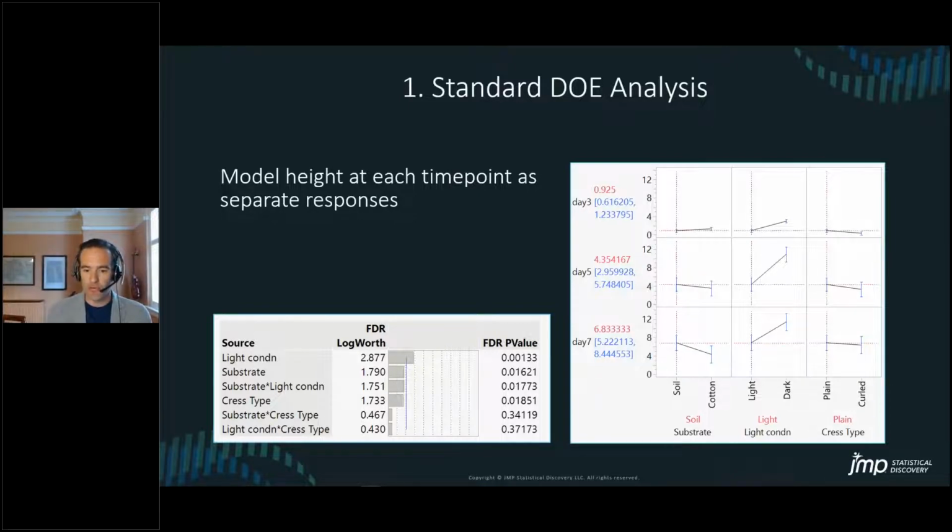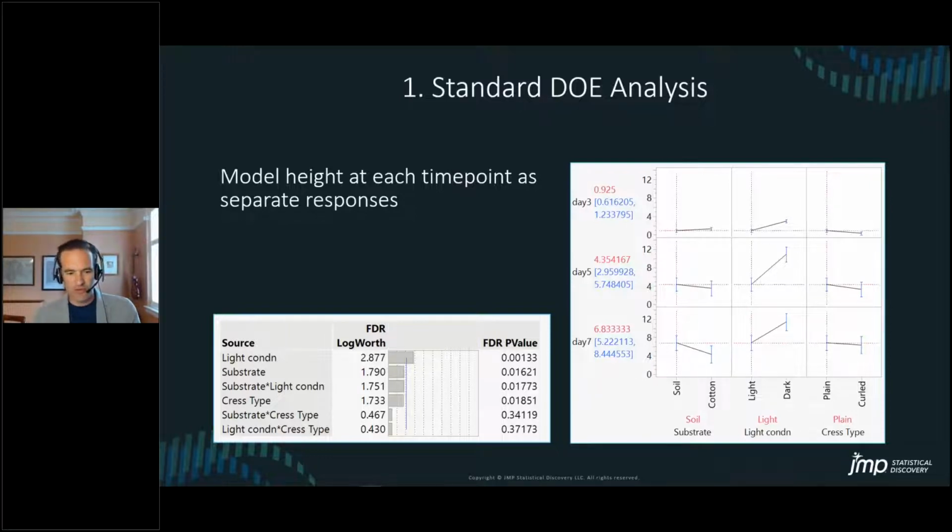So you'll see more of this prediction profiler. You see the factors on the horizontal x-axis, and we've got our 3 responses on the y-axis. So we can visually see how these factors affect the responses. You can see that light condition is the most important factor. We can make some predictions about what the maximum height will be on days 3, 5, and 7. You can see that cress type is the least important, maybe isn't really a significant factor here in governing the height on day 3, 5, and 7.